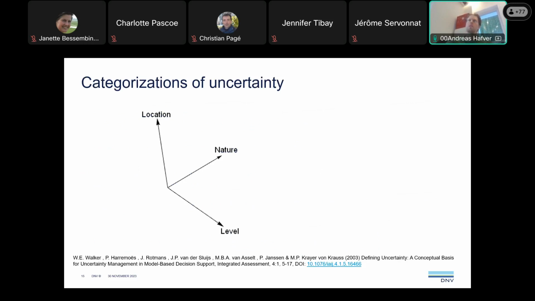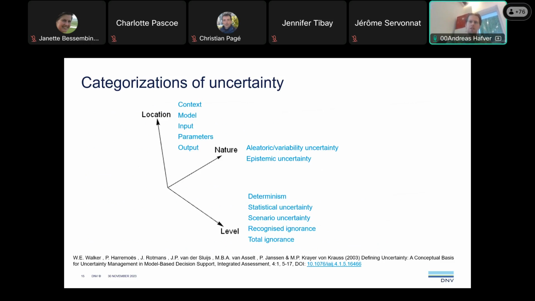There are a lot of ways of categorizing different types of uncertainty. And I like this figure from a paper from 2003 by Warren Walker et al., Defining uncertainty: a conceptual basis for uncertainty management in model-based decision support. It's a very nice paper. They propose to categorize the different ways of categorizing uncertainty according to location, nature, and level. So location is where in the modeling pipeline, so to say.